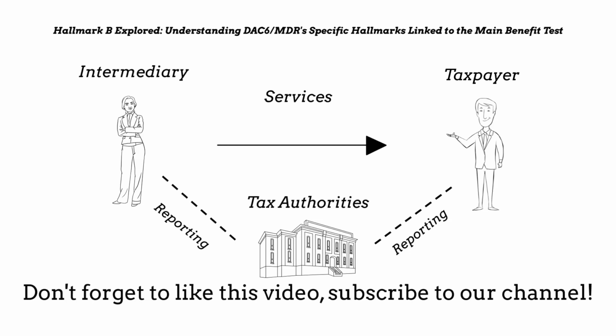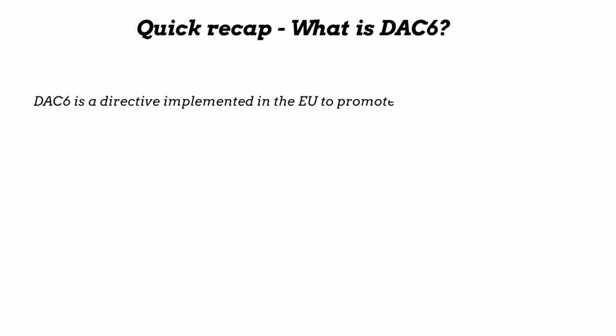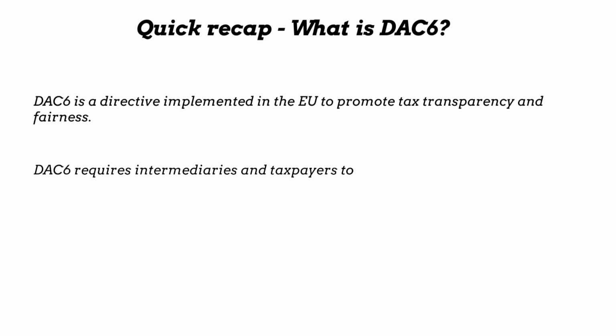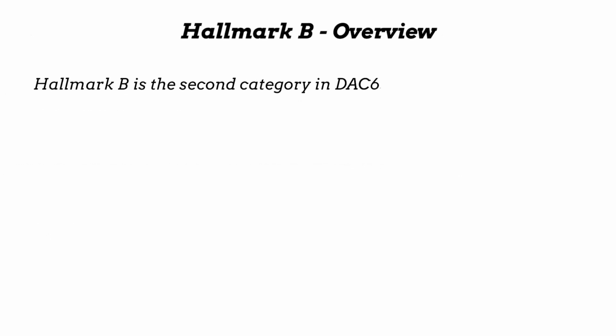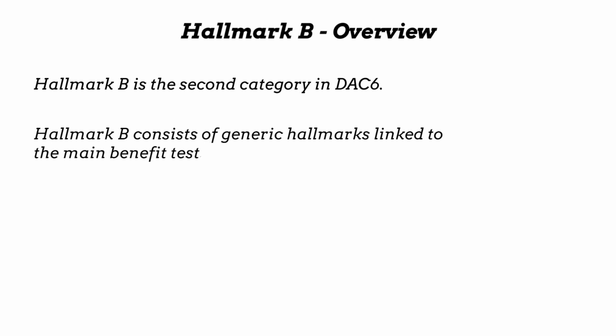Now, let's unravel the intricacies of Hallmark B in DAC6/MDR. A quick recap: what is DAC6? As a quick refresher, DAC6 is a directive implemented in the EU to promote tax transparency and fairness among member states. It requires intermediaries and taxpayers to report certain cross-border tax arrangements with specific characteristics, called hallmarks. These hallmarks are divided into 5 categories, labeled A through E. Hallmark B is the second category and consists of specific hallmarks linked to the main benefit test.